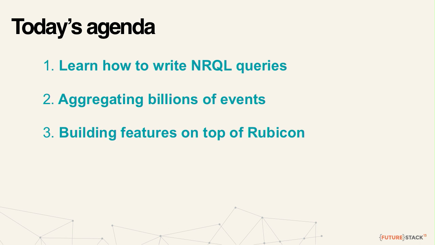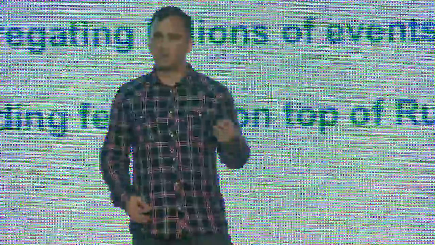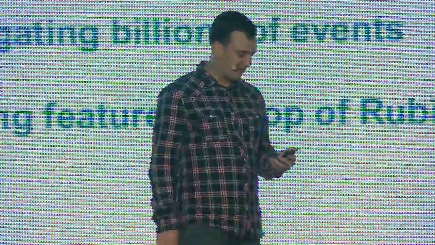So today's agenda, I want to talk to people about how they can learn to write NRQL queries. So the query language that we invented for Rubicon is called NRQL, New Relic Query Language. And I want to go over a few examples of how you can write NRQL. I want to talk about how we're going about aggregating billions of events. So diving into the architecture of Rubicon and how we're able to do all of those complex queries very quickly. And last, I want to talk about how you can build your own analytics features on top of Rubicon.